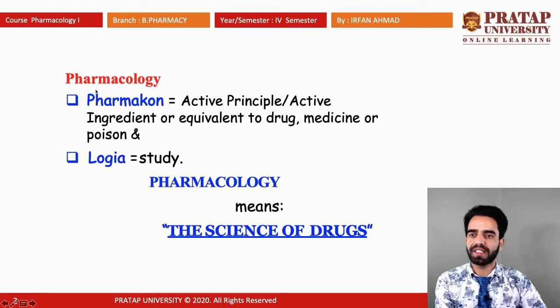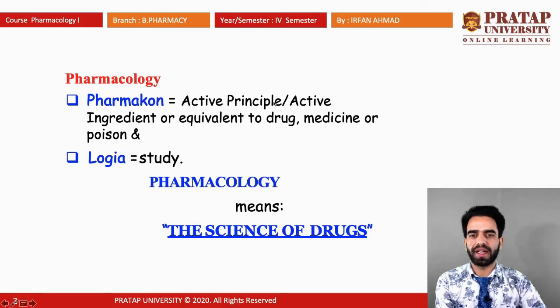Basically the word is derived from two words. One is pharmakon and another is logia. So what does pharmakon mean? Active principle or active ingredient, or equivalent to drug, medicine or poison. So pharmakon means active principle.